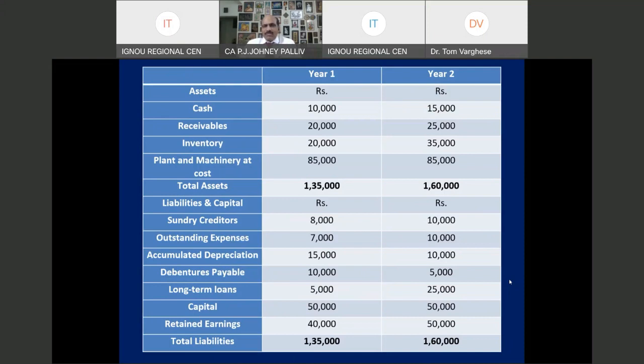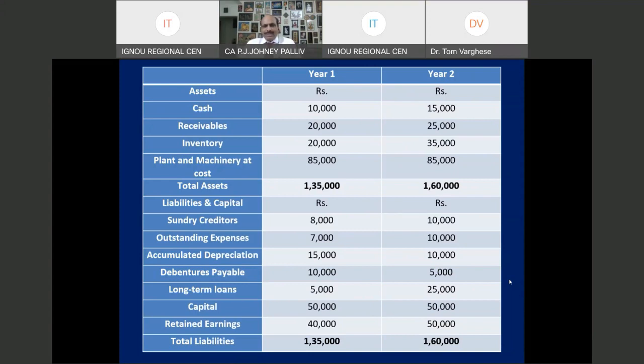Why does the total change? Because the accumulated depreciation, instead of deducting from the asset side, we are showing in the liability side, accumulated depreciation 15,000, 10,000. That is why the balance sheet total changed. Now let us proceed to the liabilities and the capital. Sundry creditors 8,000, 10,000. Outstanding expenses 7,000, 10,000. Accumulated depreciation 15,000, 10,000. Debentures payable 10,000, 5,000. Term loans 5,000, 25,000, capital 50,000, 50,000, retained earnings 40,000, 50,000, and total liabilities 1,35,000 and 1,60,000.